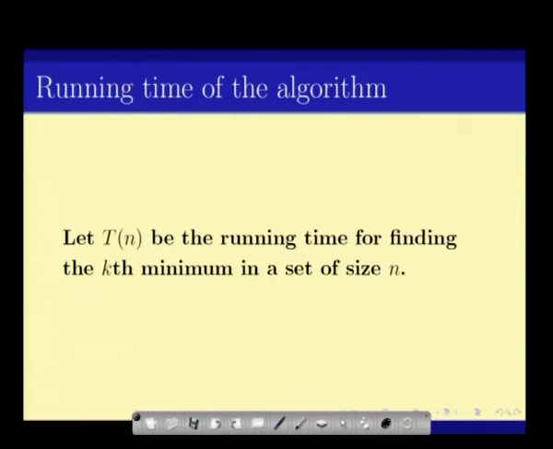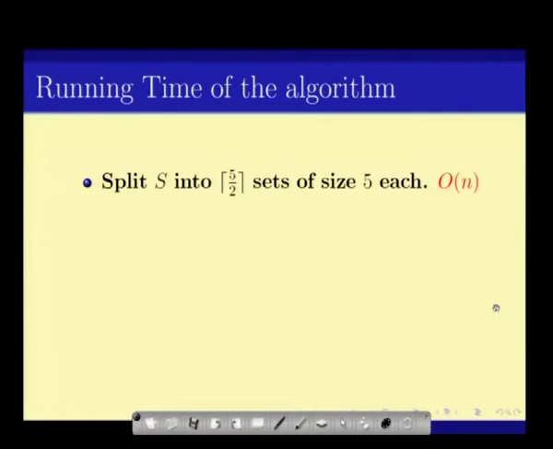So, let us look at the running time of this algorithm. The running time of the algorithm is very interesting. So, let T(n) be the running time for finding the kth minimum in a set of size n. Here I take k as some parameter which can be anything.